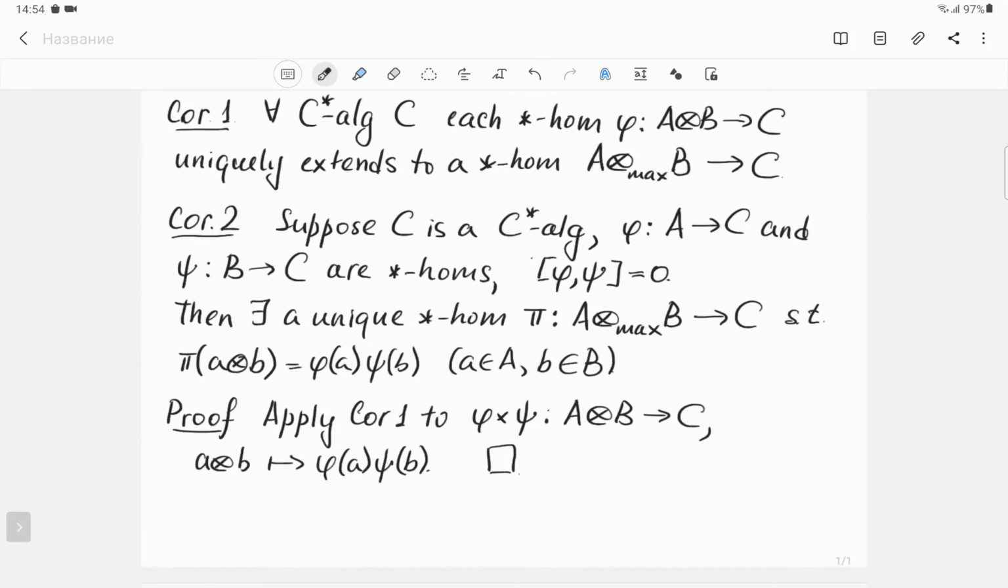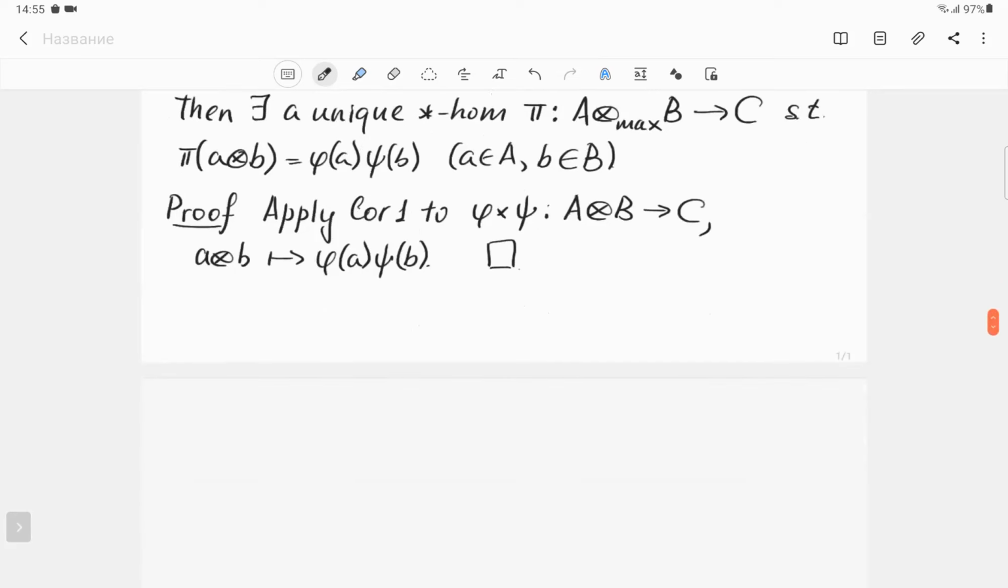Well, why do I call this property a quasi-universal property? Unfortunately, it turns out that not every pi comes from such a pair. This is a useful exercise. Not every star homomorphism pi from the maximal tensor product of A and B to C comes from such a pair.